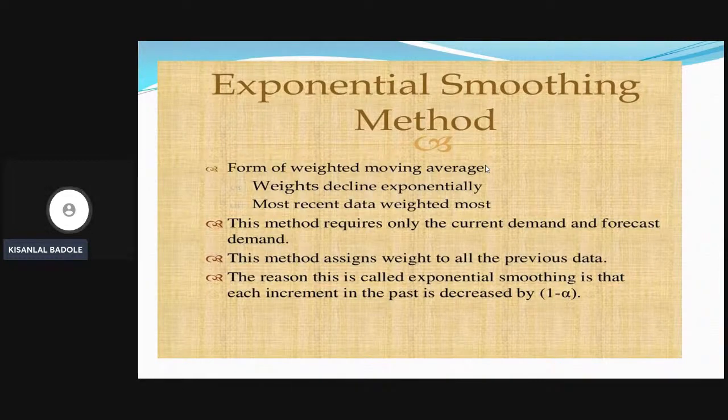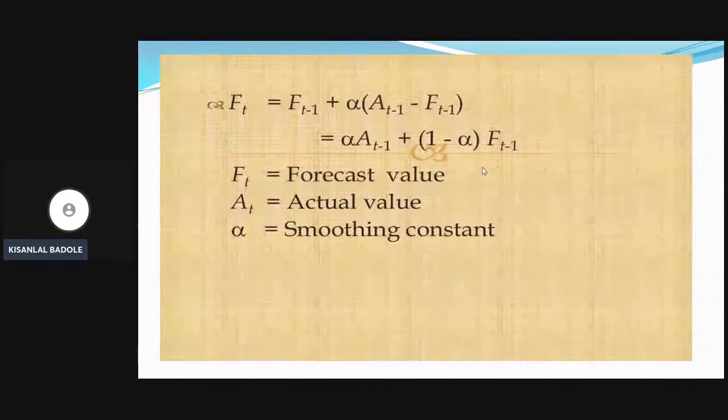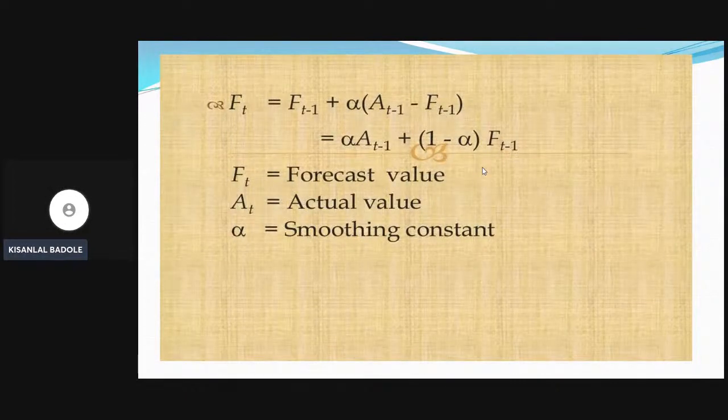Okay, with the help of the particular assumptions: from the weighted moving average, the weight is decided exponentially, with the most recent data weighted most. This method requires only the current demand and forecast demand. This method assigns weight to all the previous data. So all these parameters we require for product planning or forecasting purposes. After that we see this formula: the forecast value is computed from the actual value and the smoothing constant. With the help of the particular formula you get all these relations, friends.